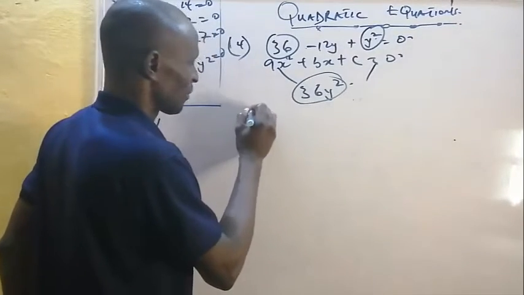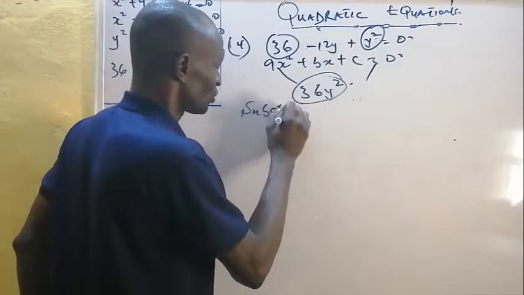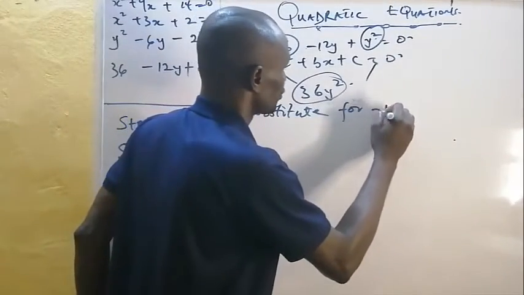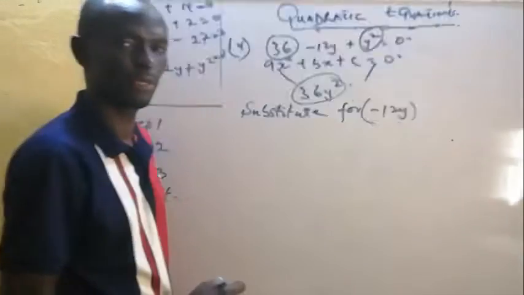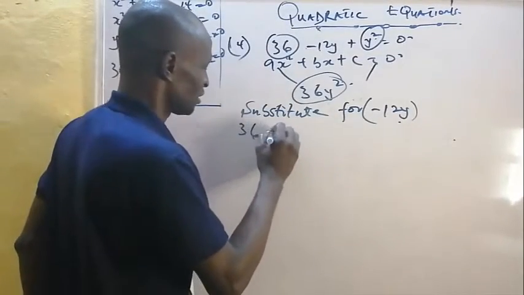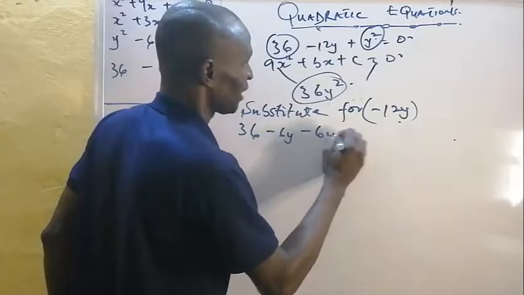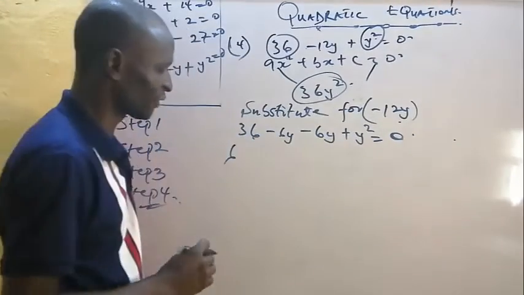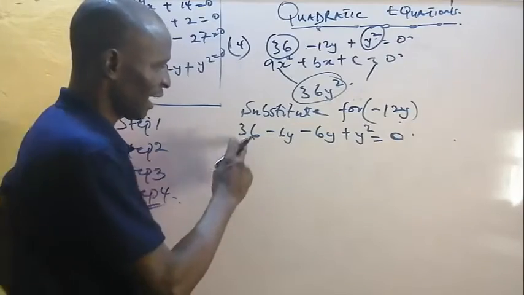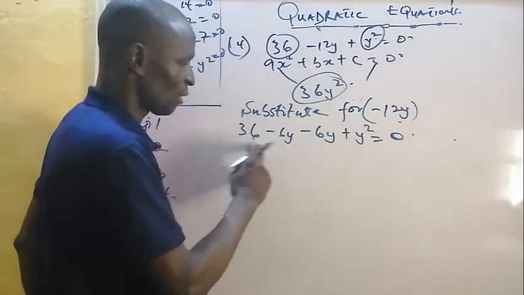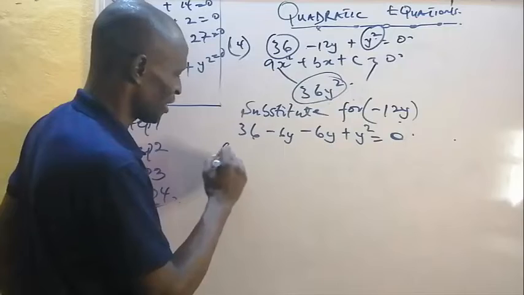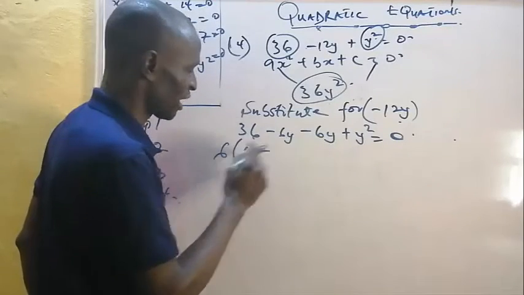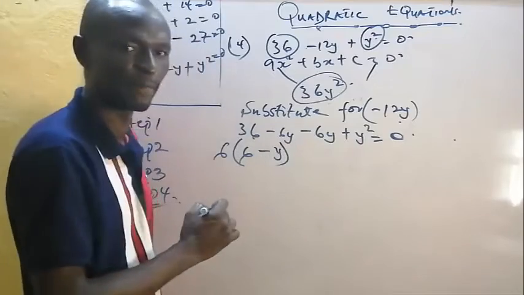Now I'm going to go to step 3. I'm going to substitute for minus 12y. That becomes 36 minus 6y minus 6y plus y squared is equal to 0. Let's take the factors. Let's begin to factorize. I have 36, I have 6y. What is common between both of them? 6. If I bring out 6 this way, I have 6 in 36, that's 6. Minus 6y, 6 in minus 6y, that's minus y.